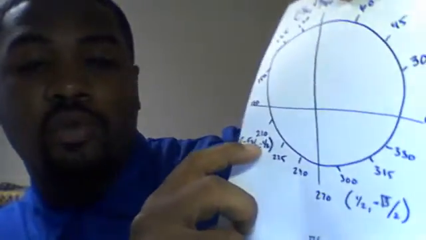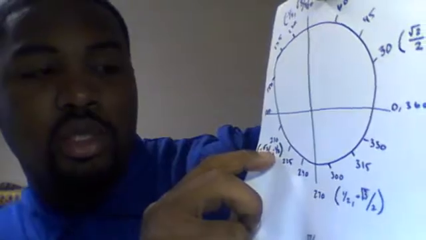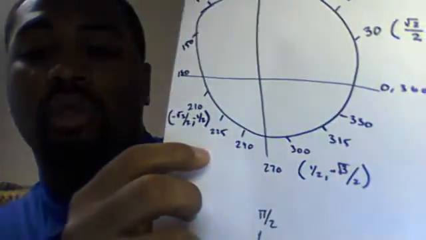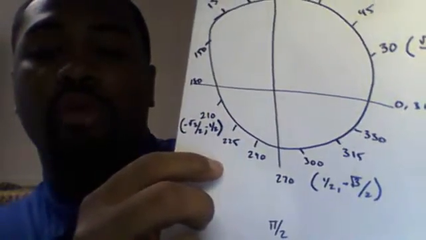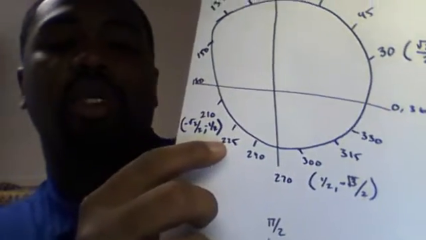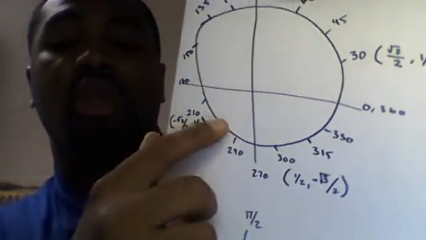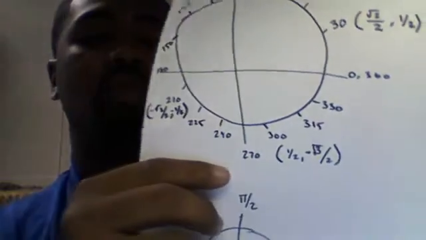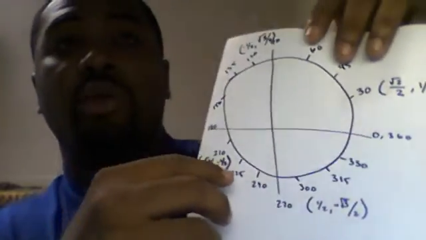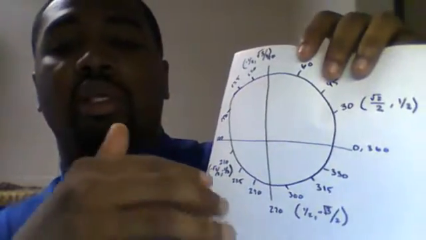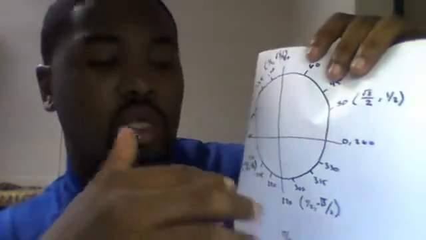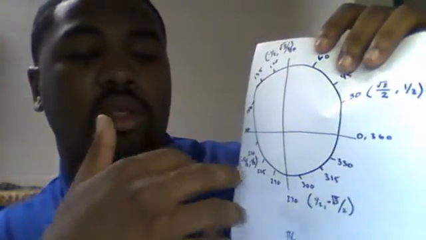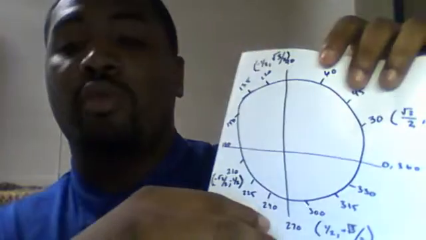Alright, moving on to quadrant 3, we want to know what cosine of 210 is, and it is negative square root of 3 over 2, and sine of 210 is -1/2 because it's in the third quadrant where only tangent is positive. And we know that tangent is sine over cosine, and two negatives divided by each other will give you a positive number. So this is a proof of that.